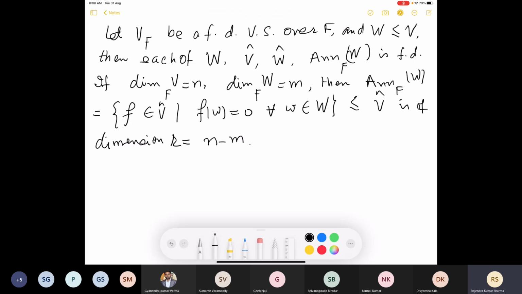Now we want to see the application of the annihilators. So as an application of this result, what we see is in the form of the following theorem.